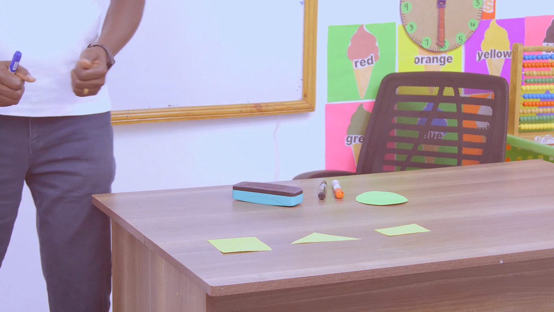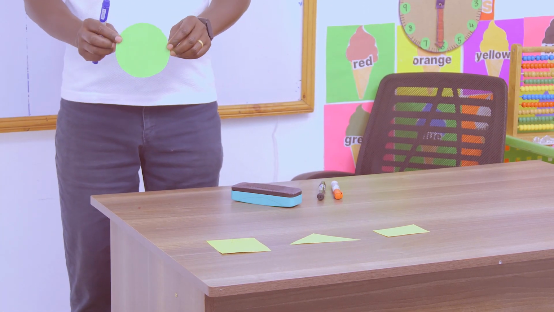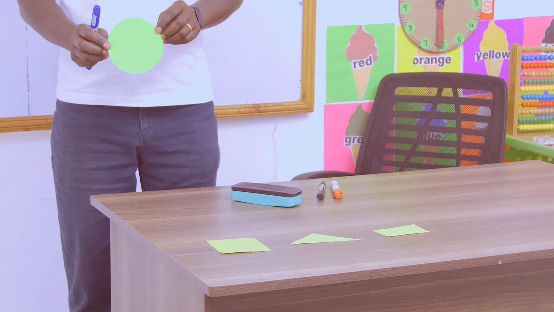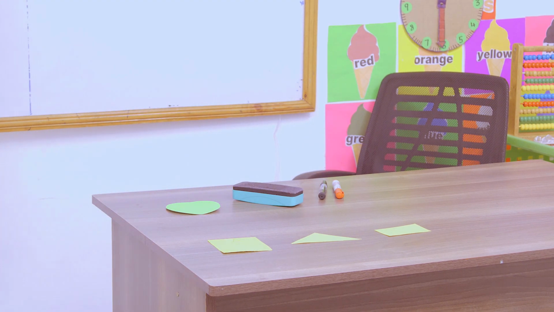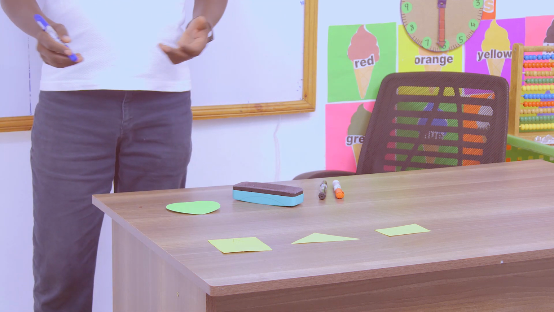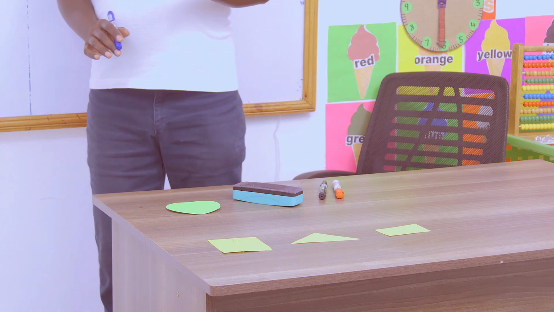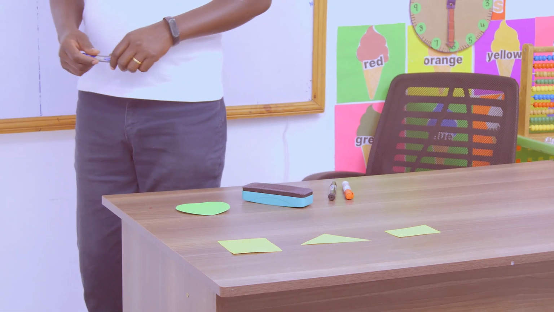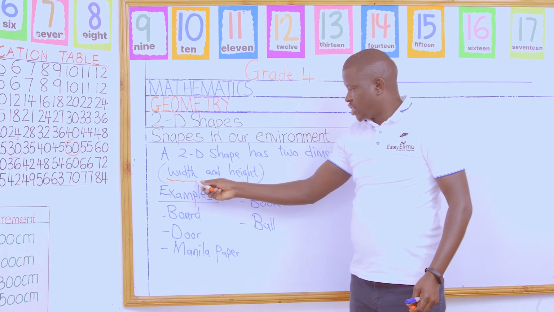John, you can remind us, what can you say about this one? John is telling us a ball bears almost this shape. So a ball lies in this category because it is found in our environment. Yes. What else? Who else can remind us of anything else that has the 2D shapes? Remember, the key for you to identify a 2D shape, it has these features.